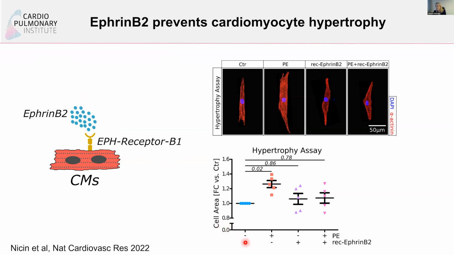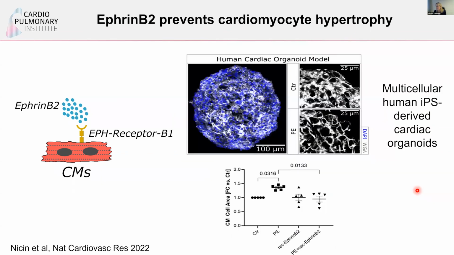So you see here the induction of hypertrophy in cardiomyocytes by phenylephrine. And then we added recombinant Ephrin B2 to check these effects and could appreciate here that there is a reduction in hypertrophy induced by phenylephrine under these conditions. You can also see this here in these representative images.